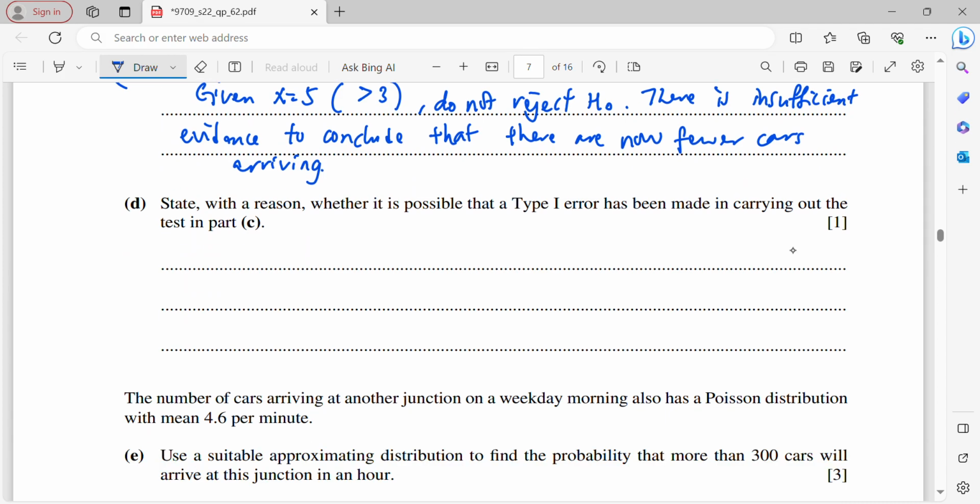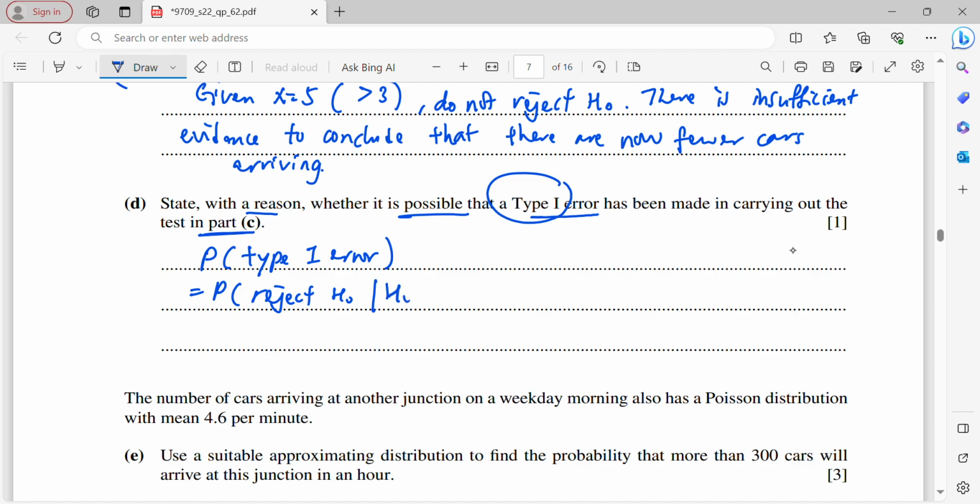Okay, now D. State with a reason whether it is possible that type 1 error has been made in carrying out the test in part C. Okay, now let's look at the definition for type 1 error. So the probability of making type 1 error is basically we reject H0 given that H0 is true.